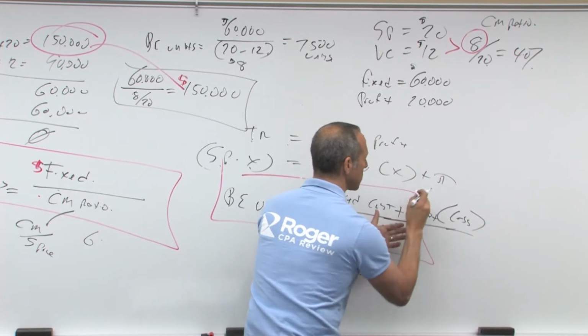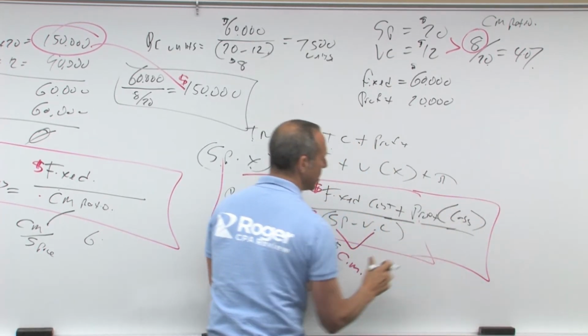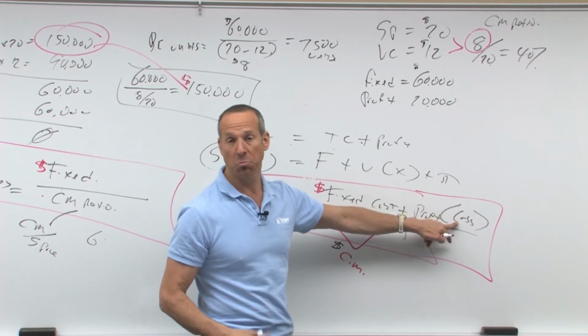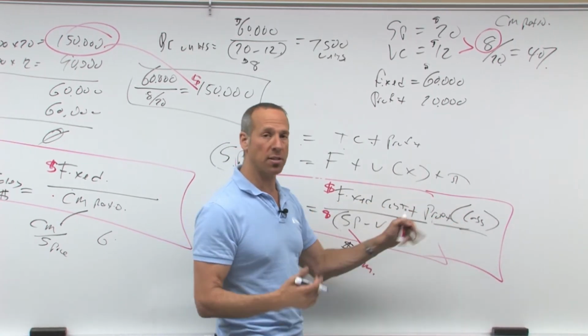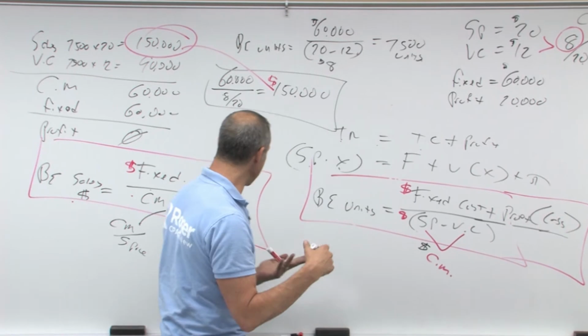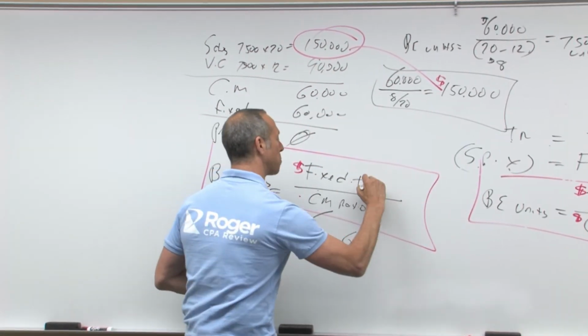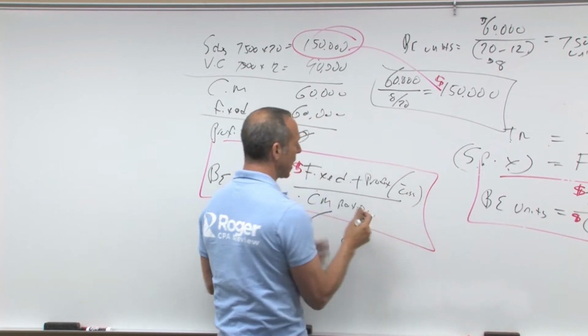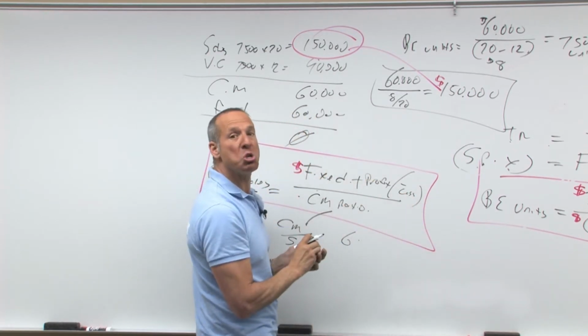Why do I say minus loss? Because they have asked questions like, how much do you have to sell to only lose $20,000? So it's plus profit or minus loss in the numerator. Back this way, same thing, fixed plus profit or minus loss. Okay, that's in the top, in the numerator.